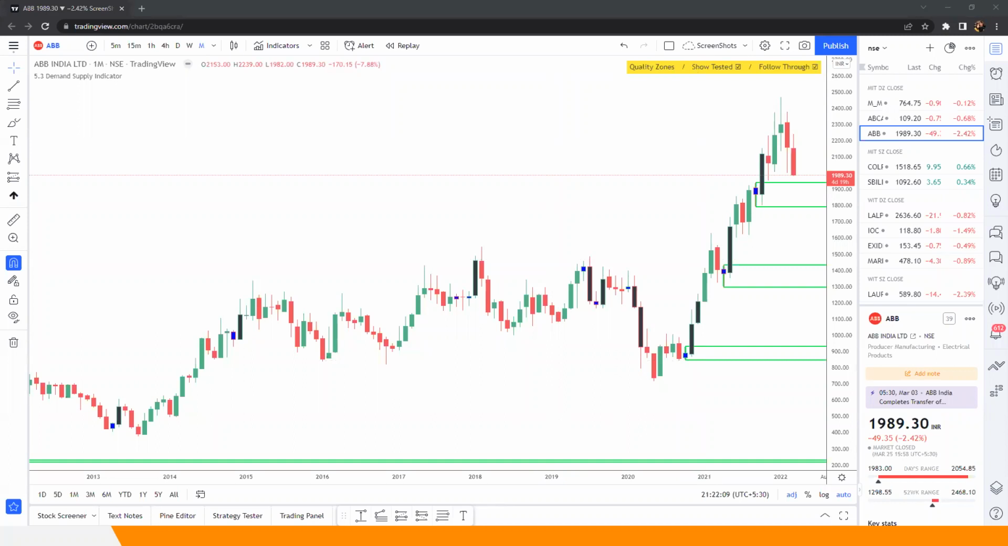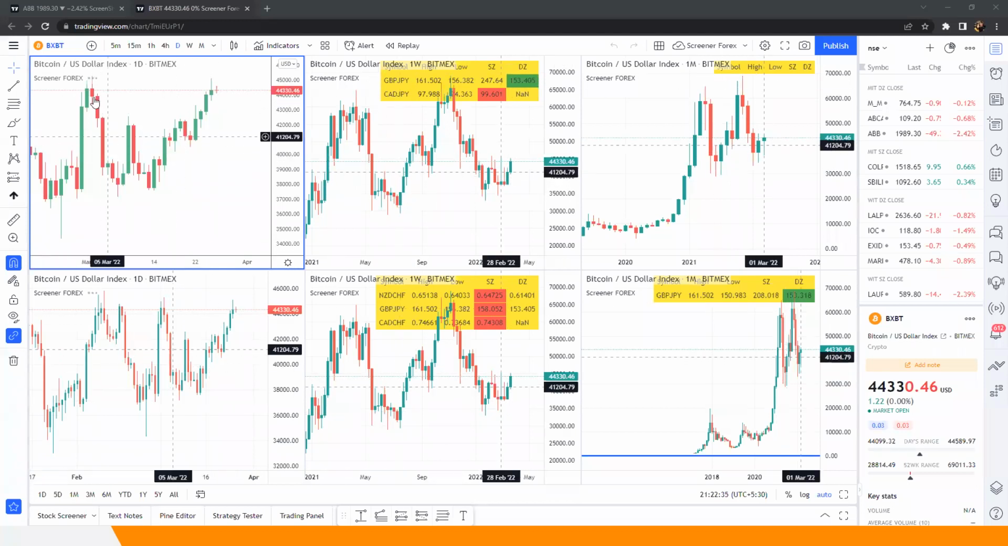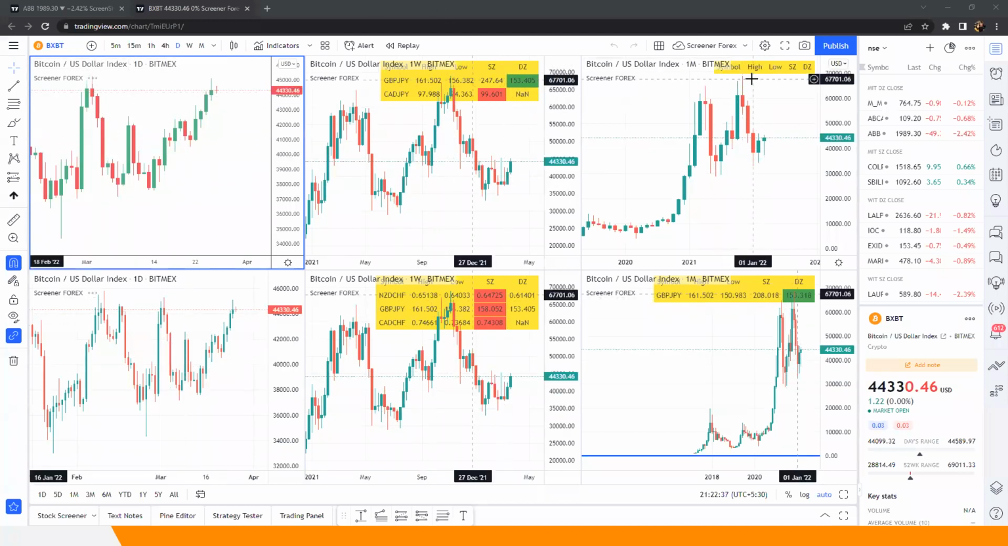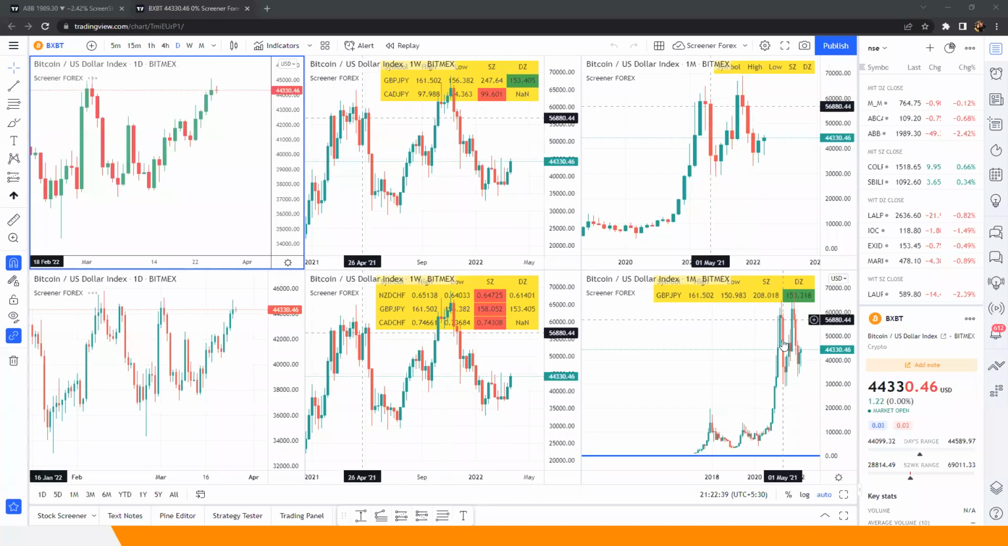So if I bring up, just give me a second, maybe I go for Forex. I'm just showing you as an example how it is going to work eventually for you. So here you'll be able to see that on the top, I have daily, weekly, and monthly. And at the bottom also, I have daily, weekly, and monthly.